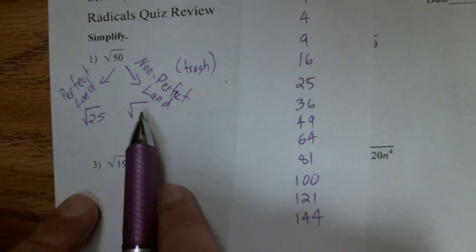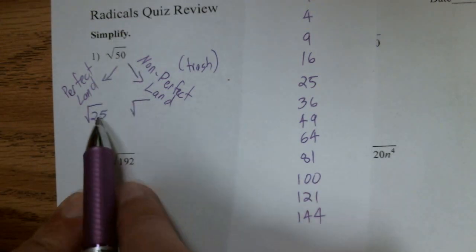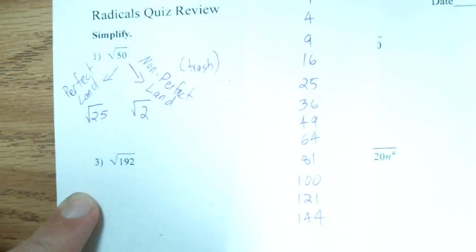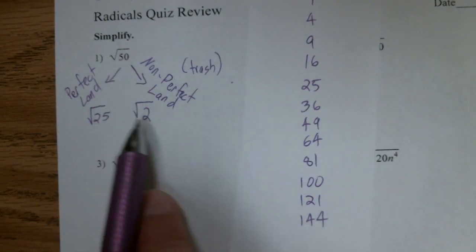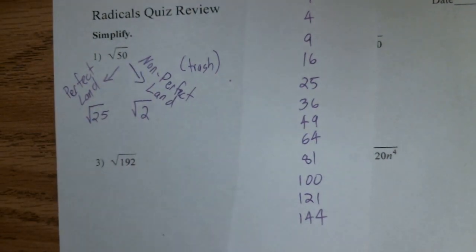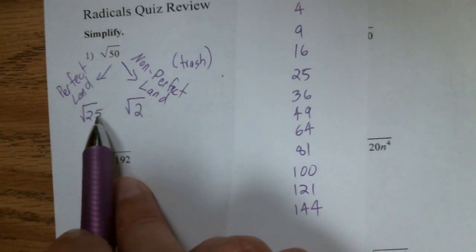And how do I figure out what number goes in here? I simply take this number divided by my perfect land. 50 divided by 25 gives me 2. Or another way you can think about it is 25 times what gives me 50? 2 times 25 gives me back 50. The whole point of doing this, guys, is to put something in perfect land. I can do something with the square root of 25. I can simplify that. The square root of 25 is just 5.